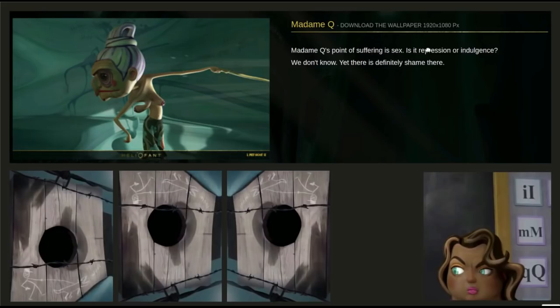And that's why it says, we don't know, is it repression or indulgence? We don't know. Yet there is definitely shame there. Often shame accompanies, whether justifiably or not, being a victim of rape, or when you're defiled or violated, these sorts of things. And Madame Q's point of suffering is sex, and they act like, well, we don't know why it would be that way, but there's definitely shame there. And so I suspect what they're looking at is some sort of violation and defilement, if you can call it that, using the older language they use.